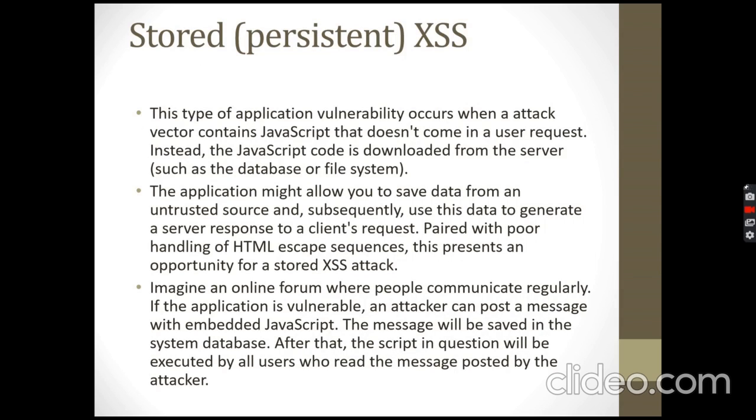Now the stored XSS. This type of application vulnerability occurs when an attack vector contains JavaScript that doesn't come in a user request. Instead, the JavaScript code is downloaded from the server, such as the database or file system. The application might allow you to save data from an untrusted source and subsequently use this data to generate a server response to a client's request. Paired with poor handling of HTML escape sequences, this presents an opportunity for a stored XSS attack.